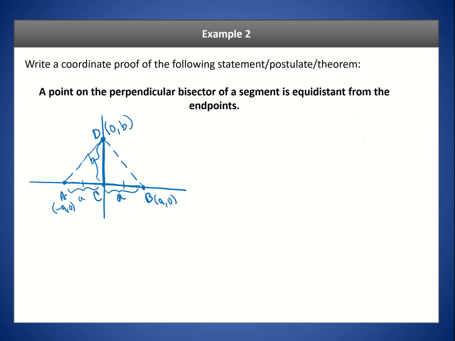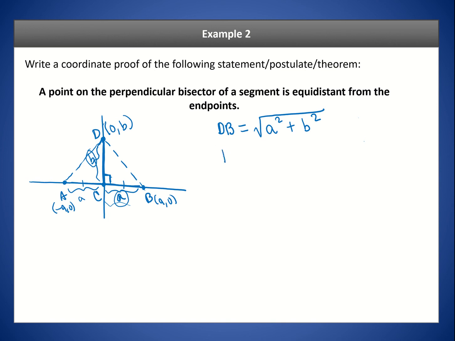Okay, and we know that this is a right angle. So first off, how do I know that it's a right angle? Because we got a vertical line and a horizontal line. So I constructed this so that it is perpendicular. All right, let's calculate the distance from D to B. It's going to be the distance formula. So I got to do the horizontal change, which is a squared, plus the vertical change, which is b squared. So remember, the square root of the horizontal change squared plus the vertical change squared. And that's my distance DB.